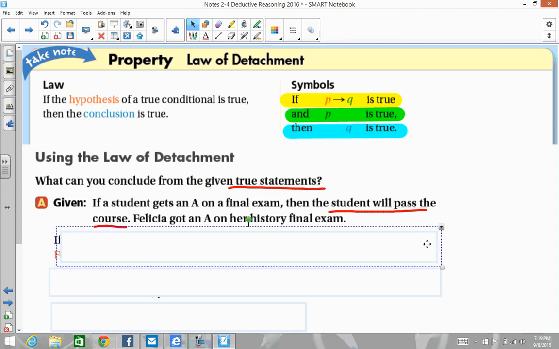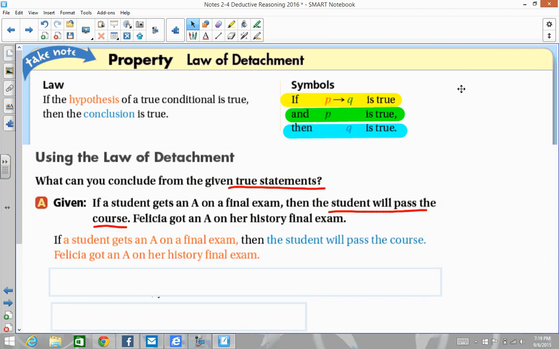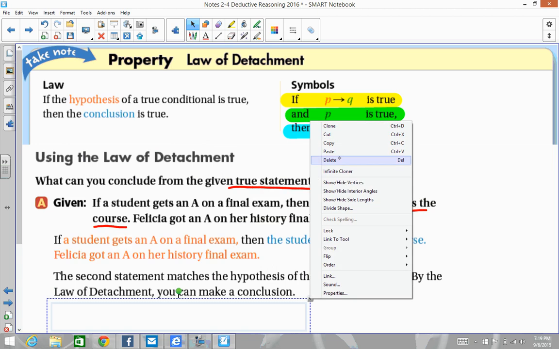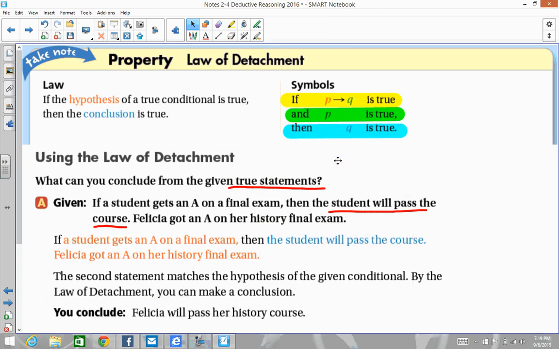And so just to go over this information so you guys can see what it says. All right, so again, if the student gets an A on the final exam, then the student will pass the course. Felicia got an A. The second statement matches the hypothesis from the original conditional statement, and it's true. Then we can conclude that Felicia will pass her history course. I like to tell my students that it's a very broad conditional statement to start, and then it's very specific terminology in the hypothesis, which gives you a very specific conclusion. So maybe a definition and then a specific segment, kind of like our one-step proofs that we had on pages 18 and 19 in our last packet.